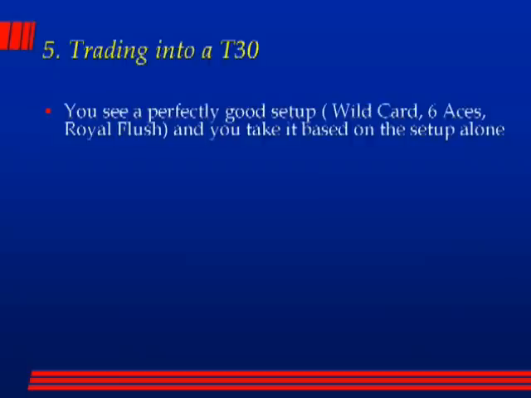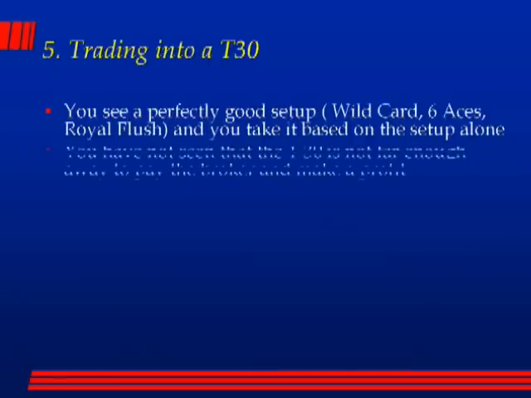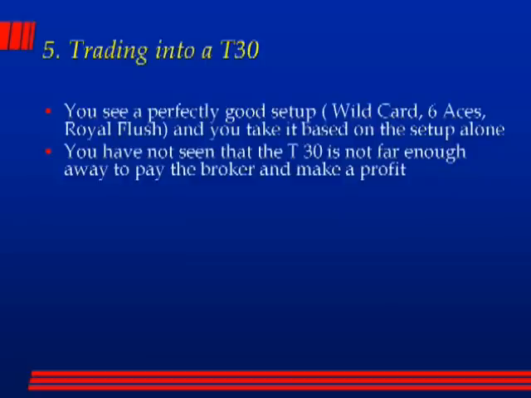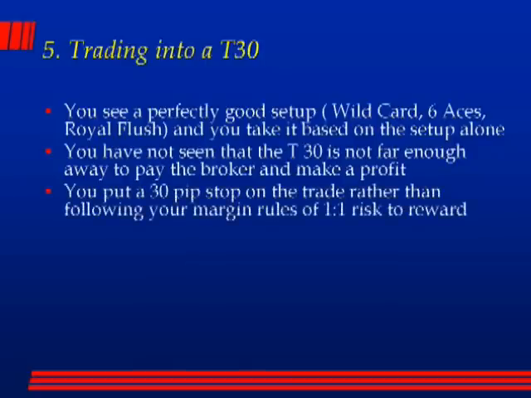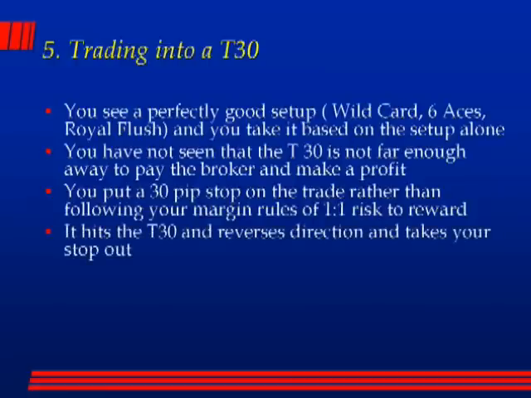5. Trading into a T30. You see a perfectly good setup, a wild card, a 6 aces, or a royal flush, and you take it based on the setup alone. You have not seen that the T30 is not far enough away to pay the broker and also make a profit. You put a 30 pip stop on the trade rather than following your margin rules of 1-to-1 risk to reward. In other words, if you're going to trade for 30 pips, you can put a 30 pip stop, but you can't put a 40 pip stop on a 30 pip trade.